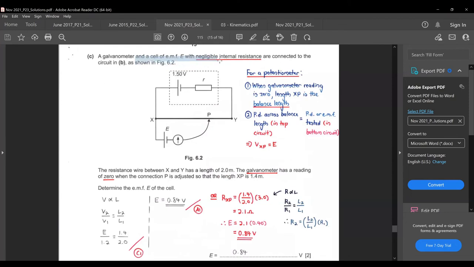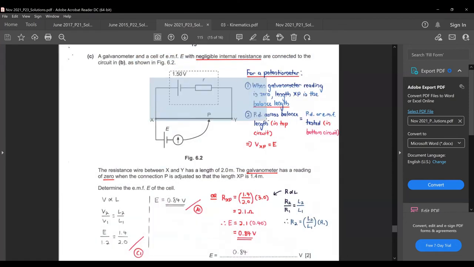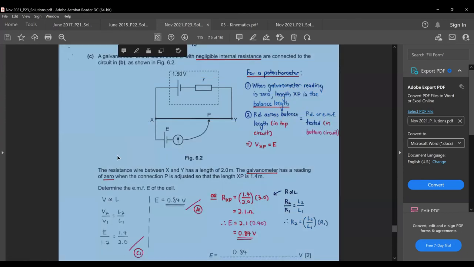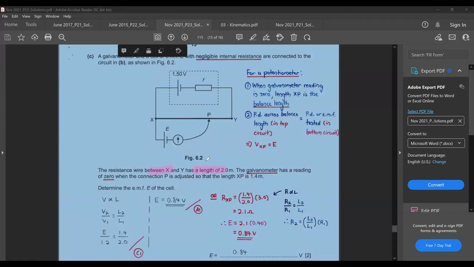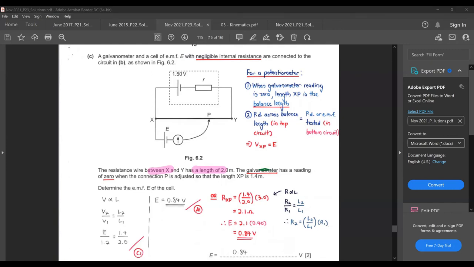and a cell of EMF E with negligible internal resistance is connected to your circuit in B. The resistance wire between X and Y has a length of 2 meters. The galvanometer has a reading of 0 when connection P is adjusted so that length XP is 1.4 meter. Okay, so now this is your potentiometer.